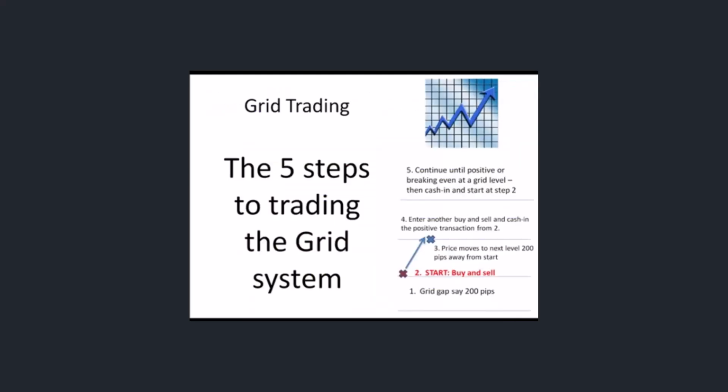Just a reminder, there are 5 steps to trading the grid system. The first one is establish a grid. Second one is to buy and sell at your start level. Third one is actually just the price movement that occurs then. And the fourth one is to enter, buy and sell at the next grid level and cash in the positive and let the negative ride. And then to continue that process until the transactions are positive or breaking even at a grid level. Once that happens, you can cash in and stop.